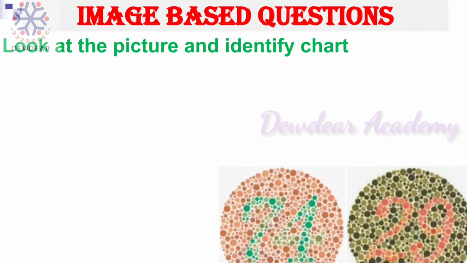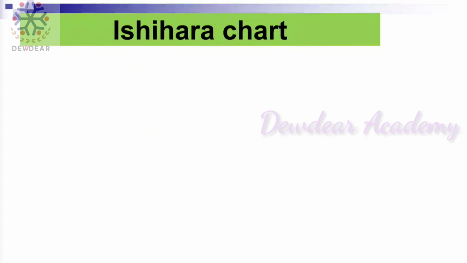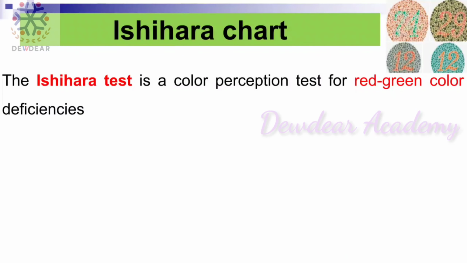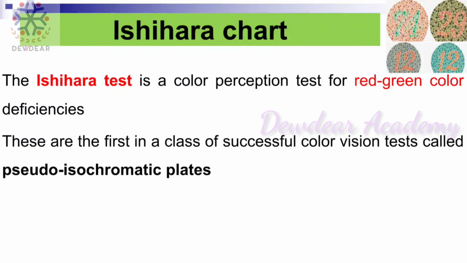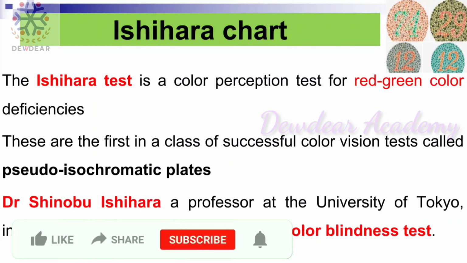Look at the picture and identify the chart. The chart given here is Ishihara chart. The Ishihara test is a color perception test for red-green color deficiencies, and these are the first in a class of successful color vision test called pseudo-isochromatic plates. Dr. Shinobu Ishihara, a professor at the University of Tokyo, introduced in 1917 this color blindness test. So it is a color perception test, Ishihara chart.